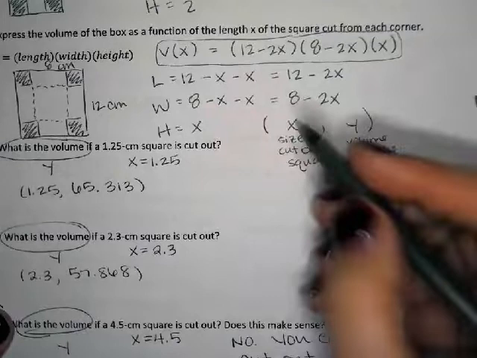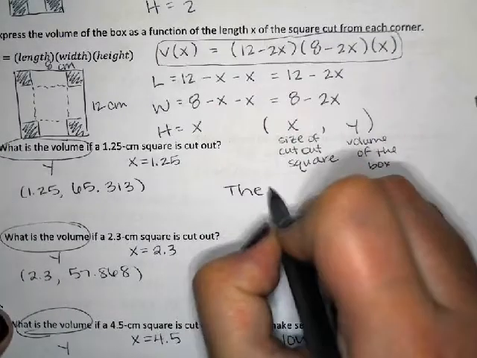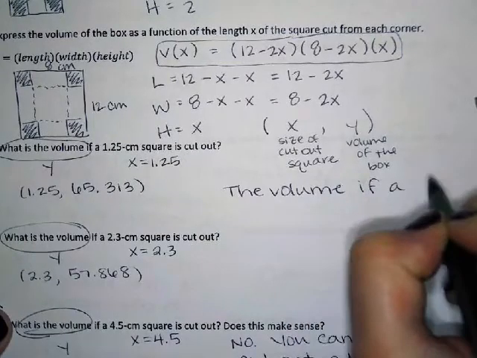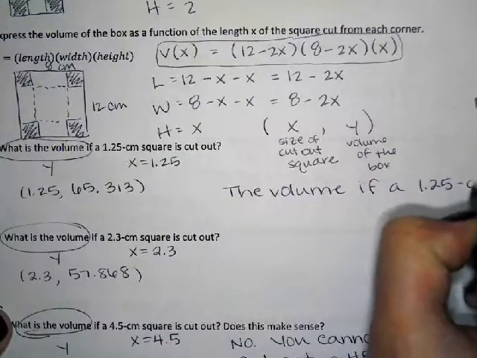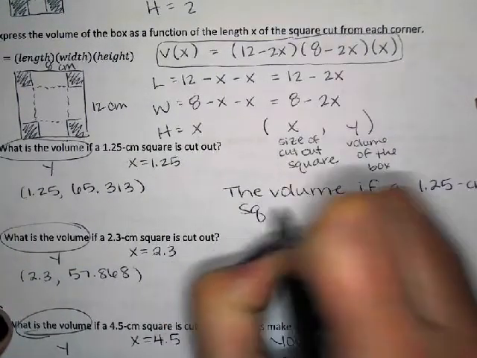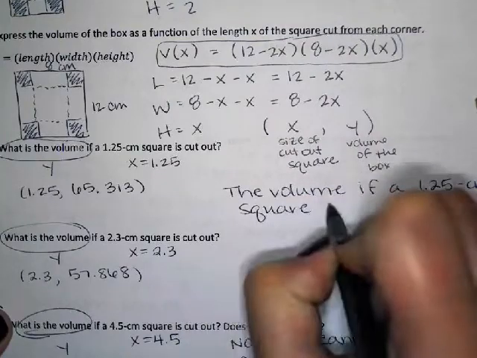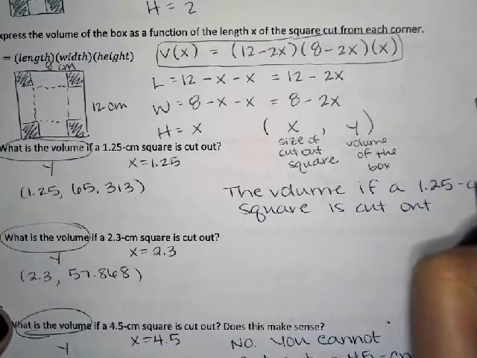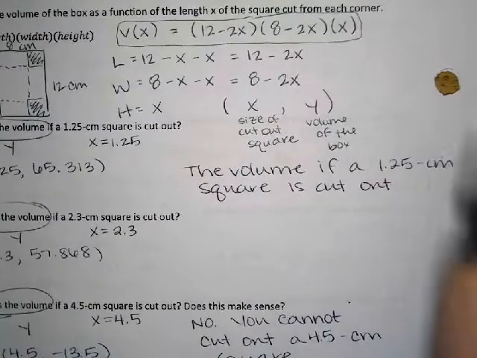A 4.5 centimeter square. The volume if a 1.25 centimeter square is cut out is 65.313 centimeters cubed.